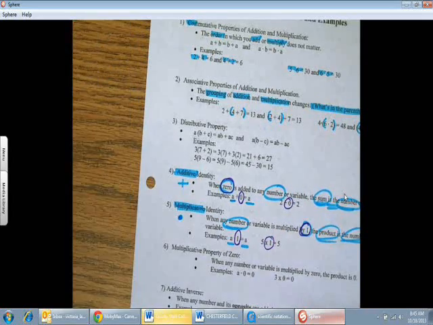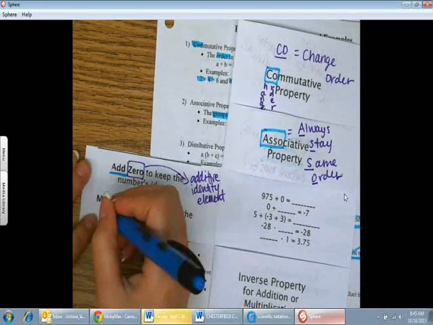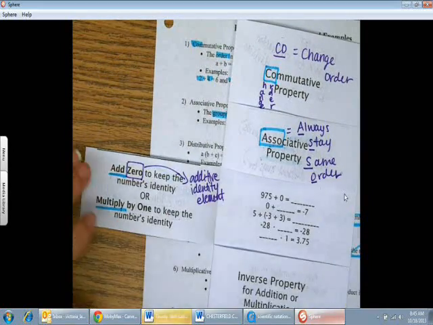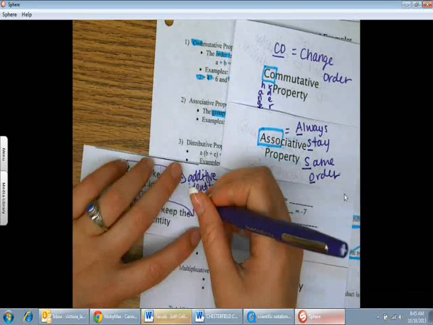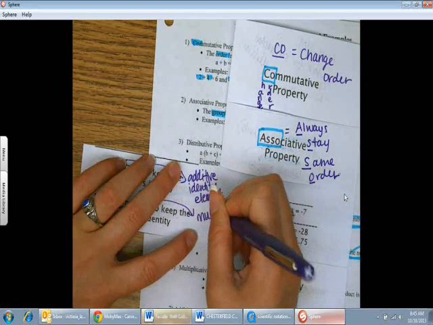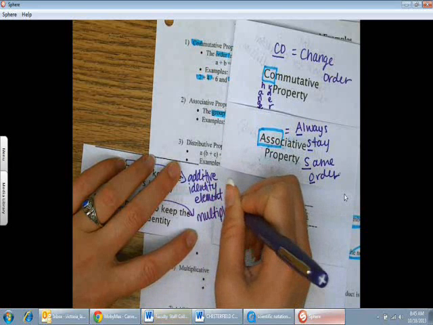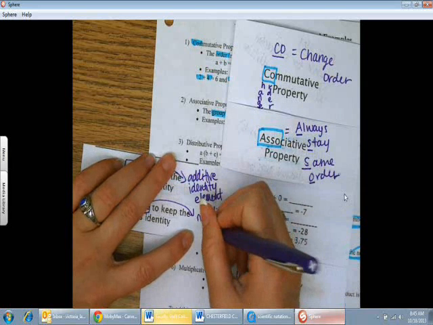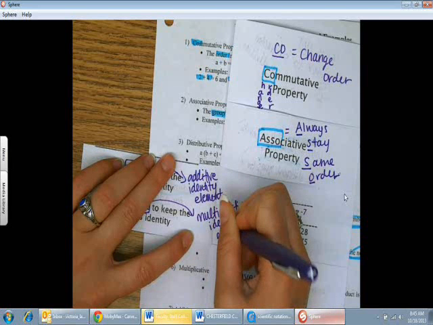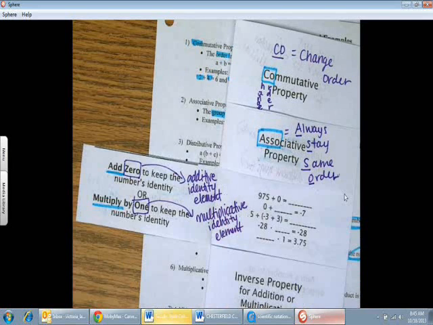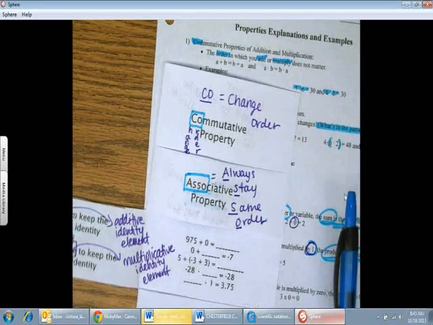So on your foldable, I want you to note that you're multiplying and then box in 1, and 1 is called the multiplicative, I know, it's kind of a crazy word, multiplicative identity element. Okay? Alright, so then we can do the examples.